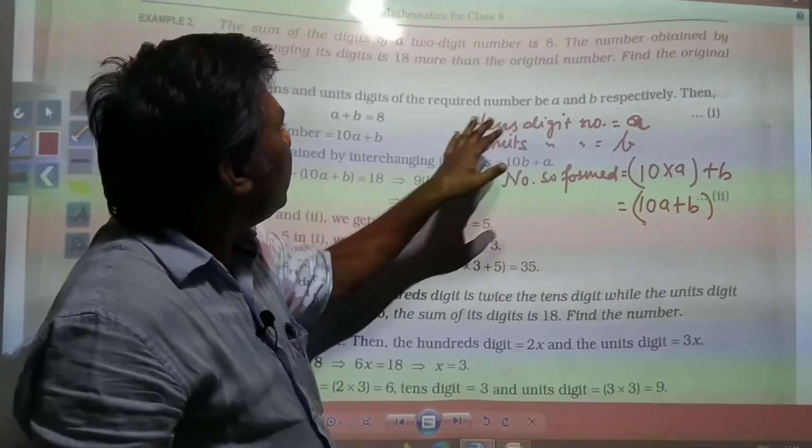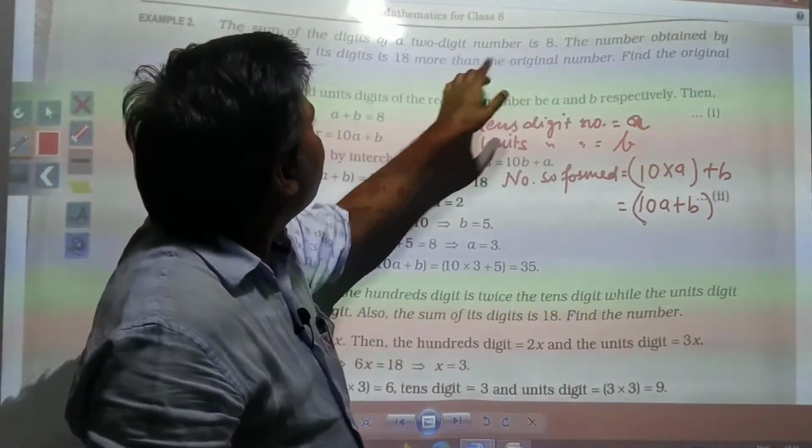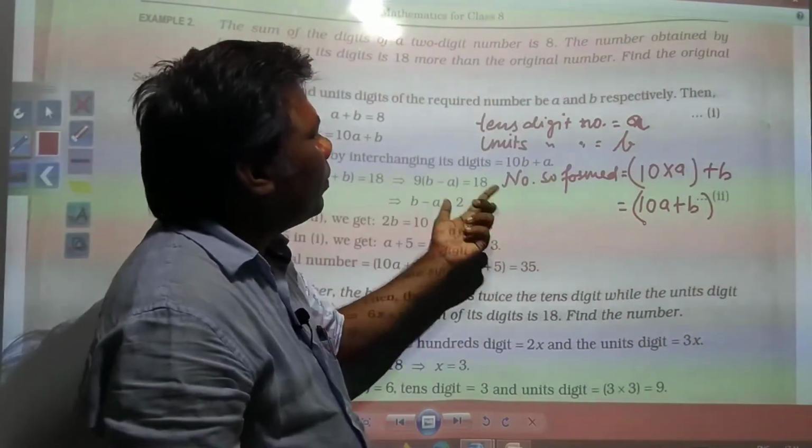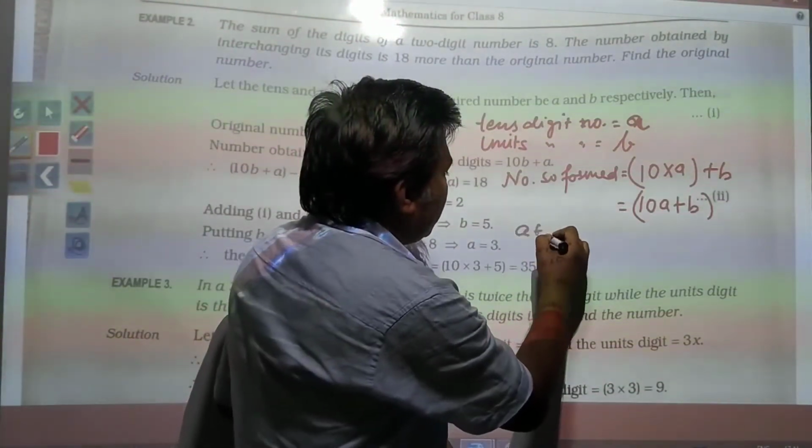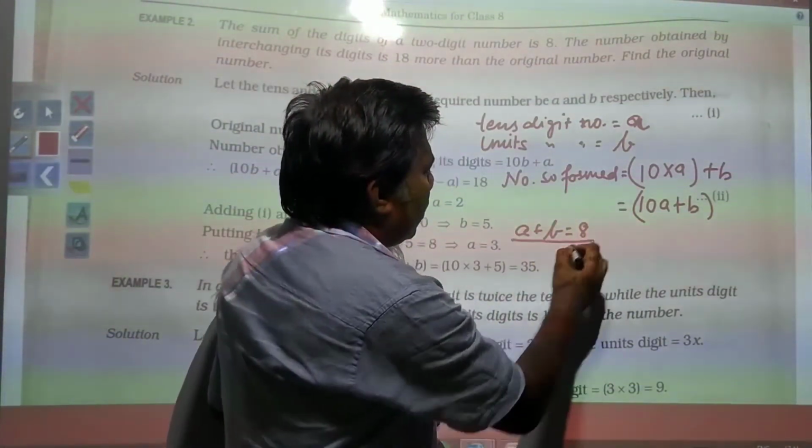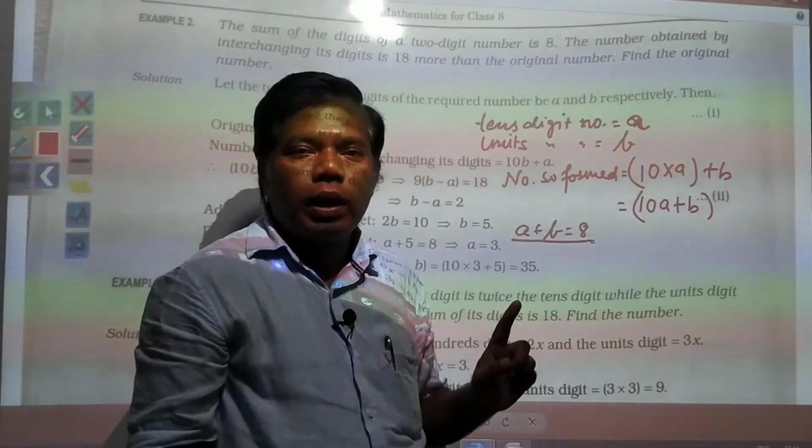What has been written? The sum of the digits is 8. Sum of the digits is 8 means what? a plus b is equal to 8. a plus b is equal to 8.